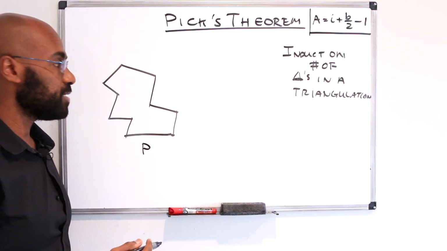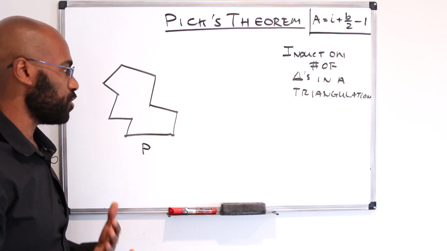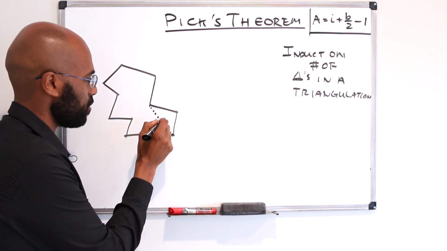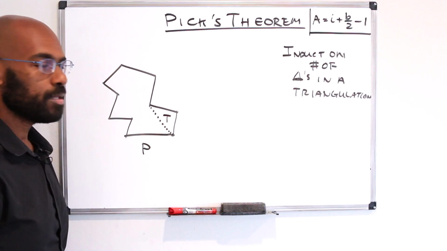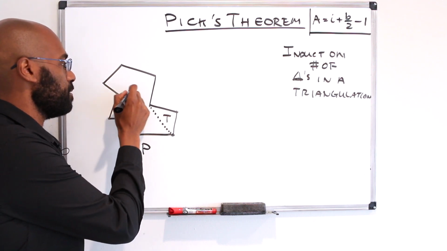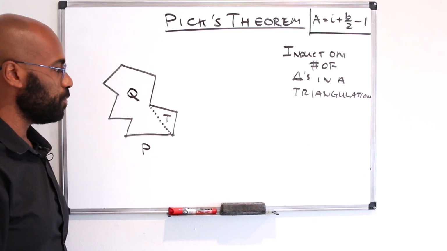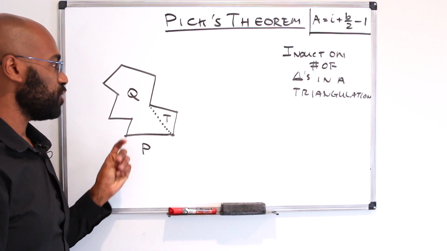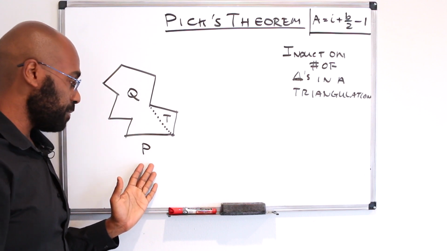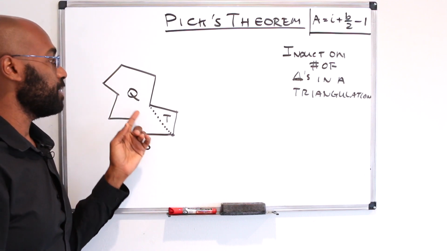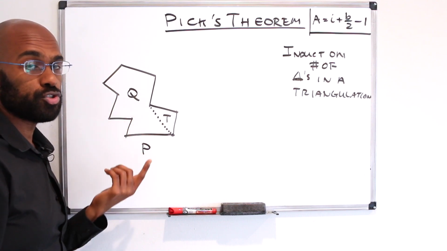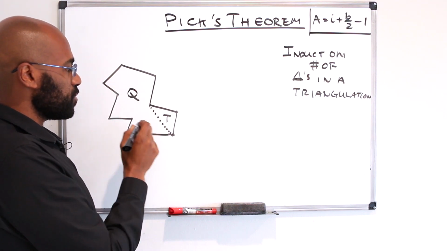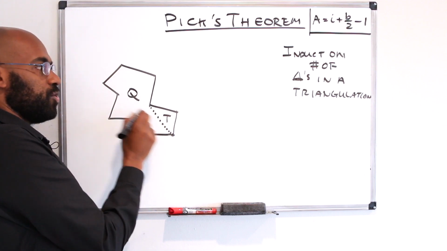And let's say P splits up into n triangles in a triangulation. We'll cut off one of these last triangles right over here, call it T. Then the remainder is a polygon called Q. Since we're inducting on the number of triangles in a triangulation, triangulating P the same way we did originally gives us a triangulation of Q with fewer triangles. So by induction, Pick's theorem is going to hold on Q. So let's write down Pick's theorem for both Q and T.